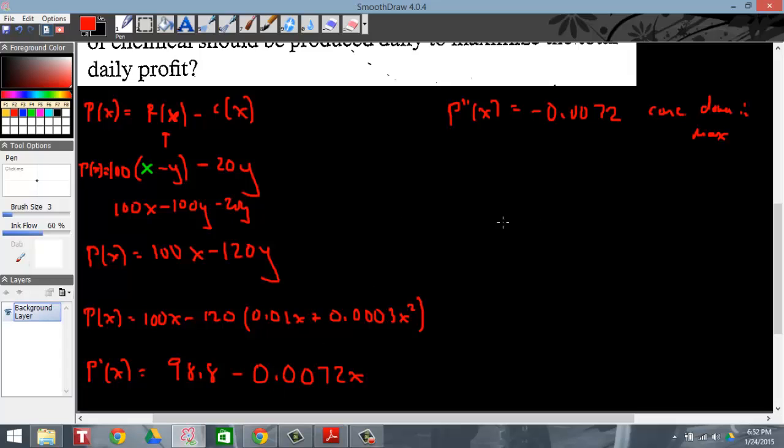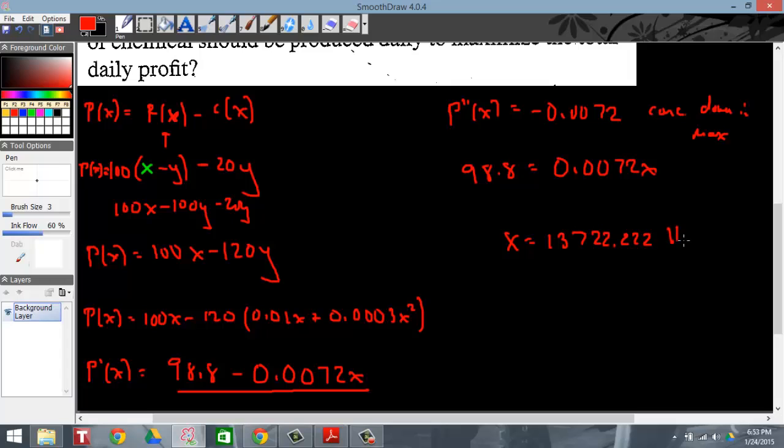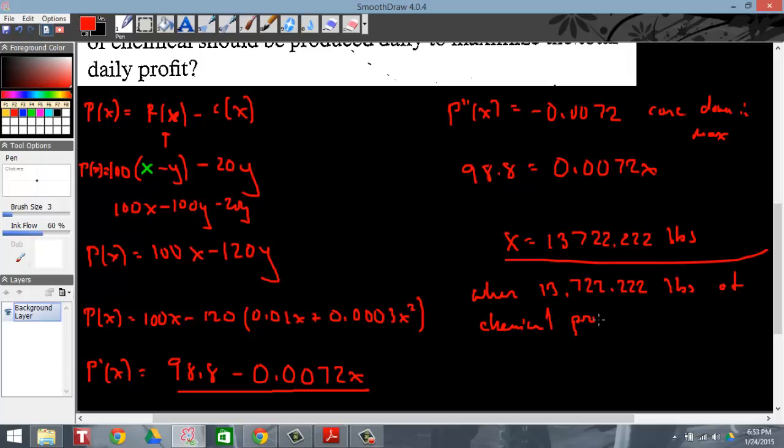So, what we need to do is solve for x at this point. So set this thing equal to 0. And you will find that 98.8 is equal to 0.0072x, and x is going to equal 13,722.222 pounds. Which means that when 13,722.222 pounds of chemical is produced, profits are maximized.